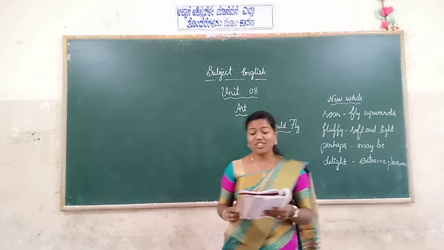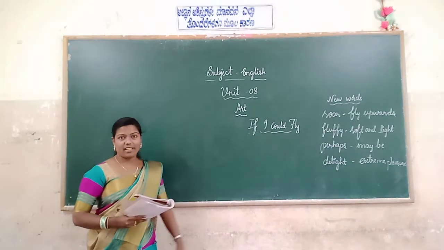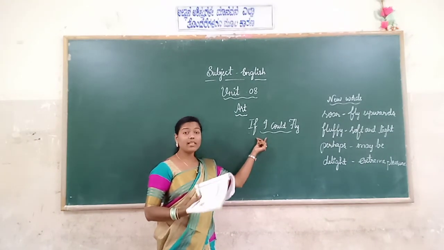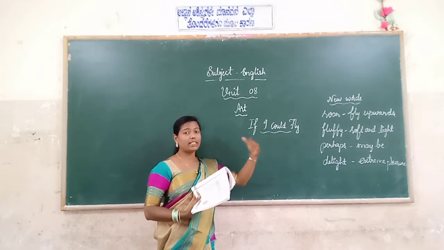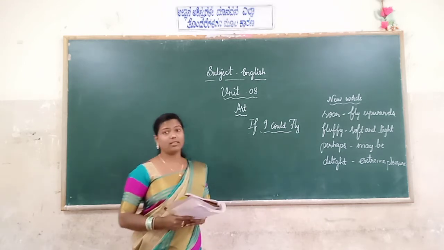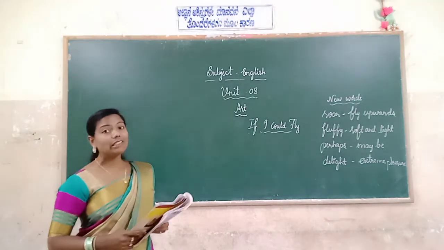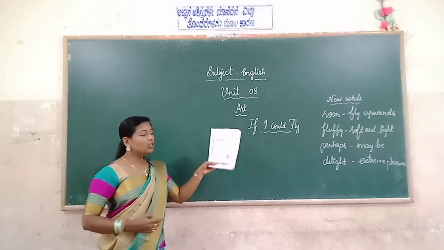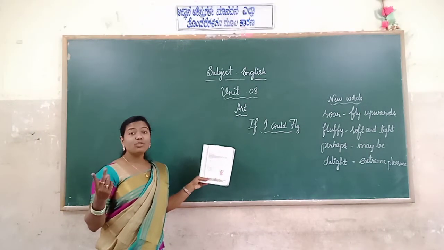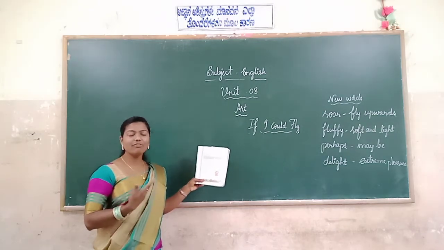Yes, such a great imagination. So in "If I Could Fly", who is I? Here in this poem, I refers to a small girl. If a small girl has a pair of wings, what will she do? Let's see the poem. Look at the picture. The girl has two wings, that means she has a pair of wings.